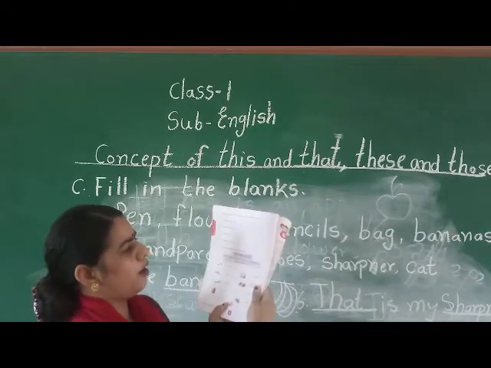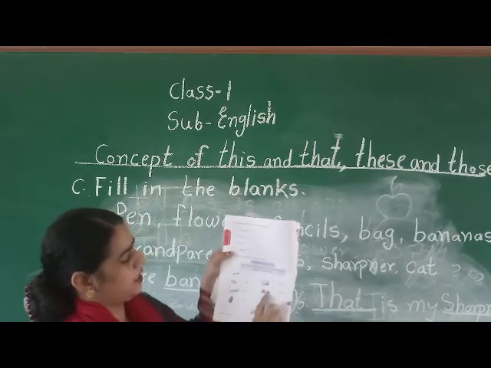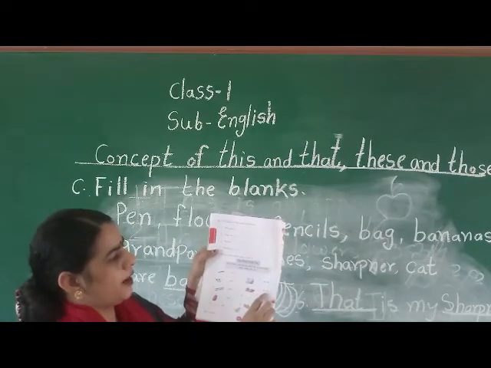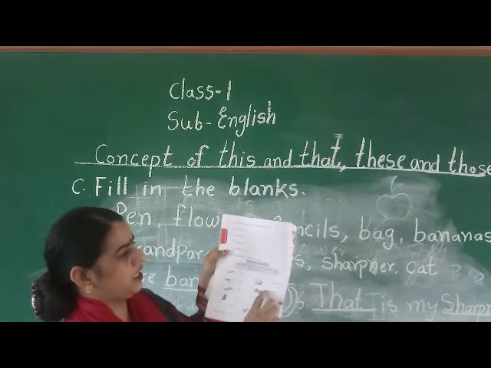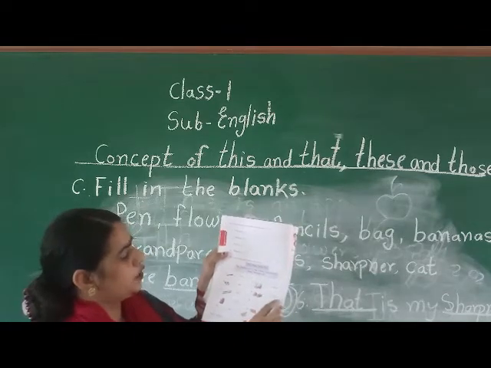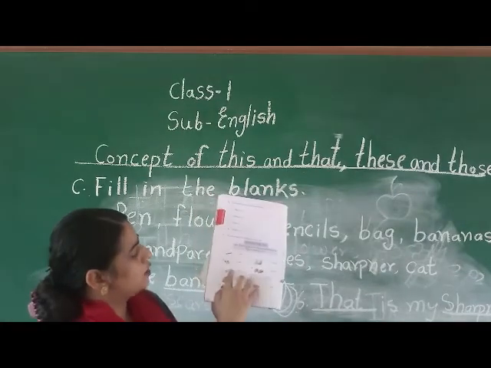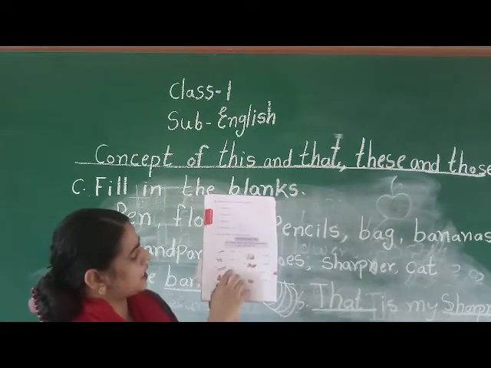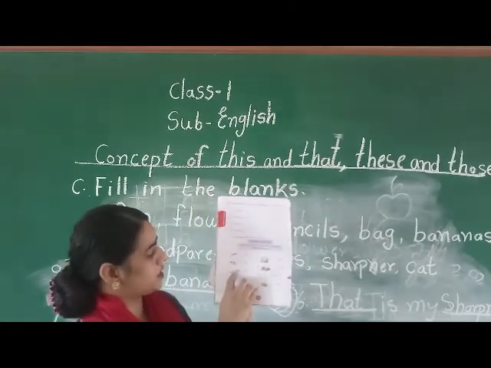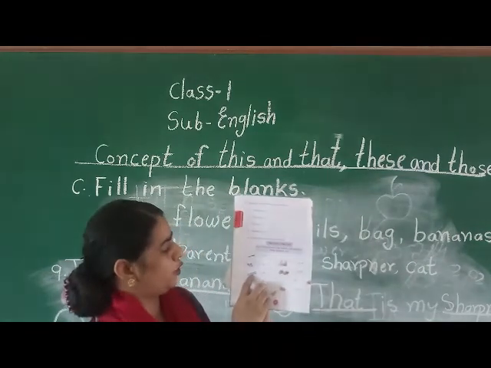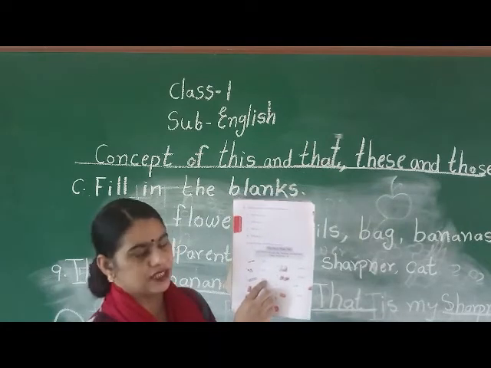On number 4, a pair of shoes you can see here. So here we will write these are my shoes. After that, a picture of 2 pencils you can see here. So here also we will use these are pencils, because this is nearby and the quantity is more than 1.